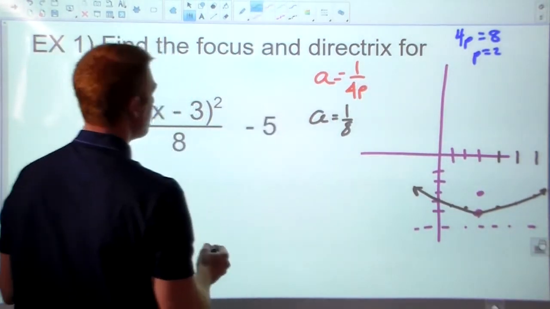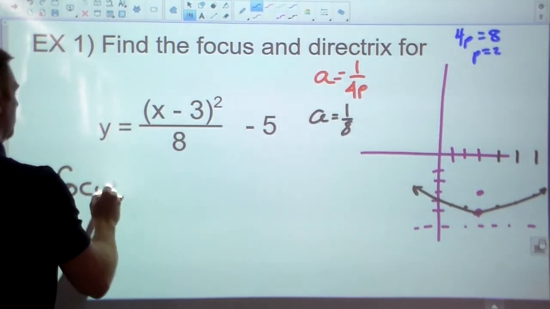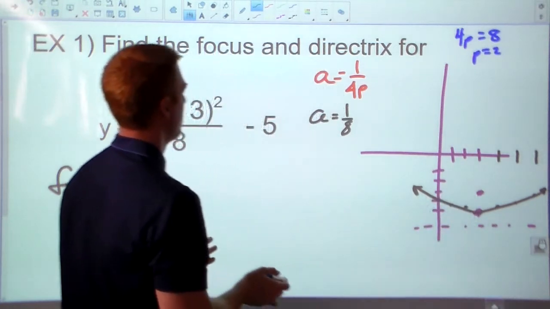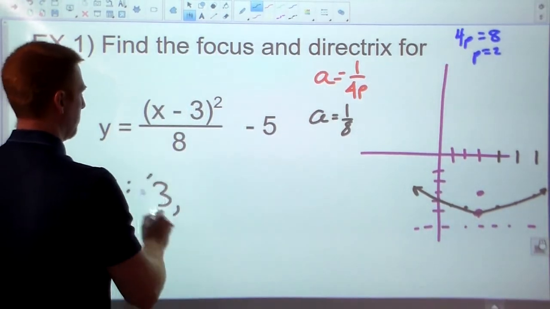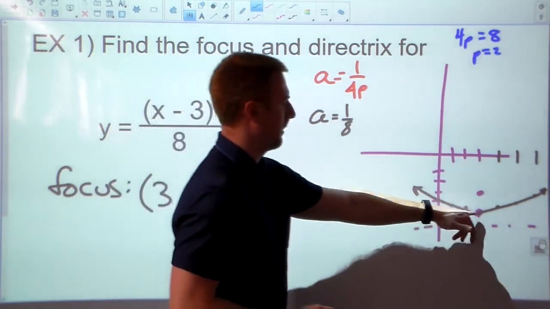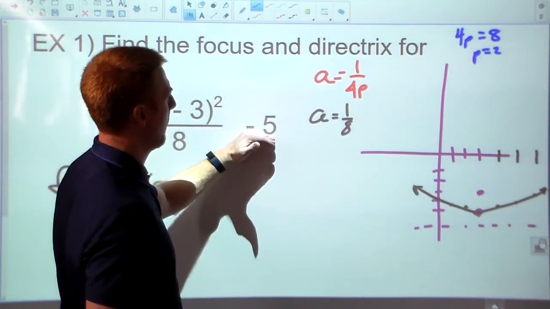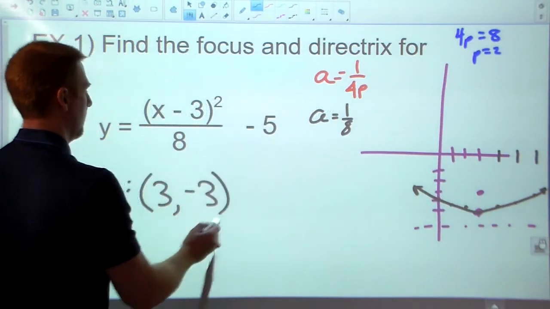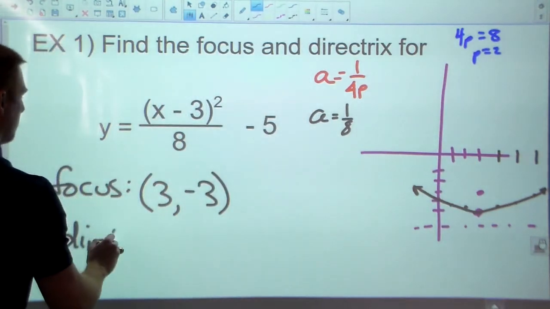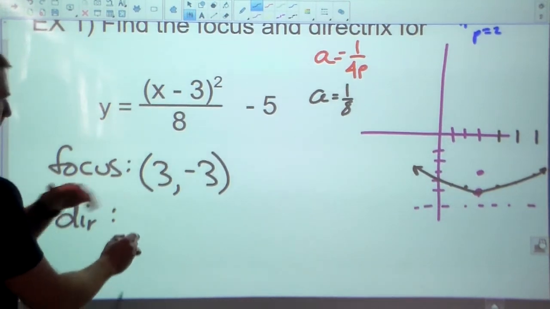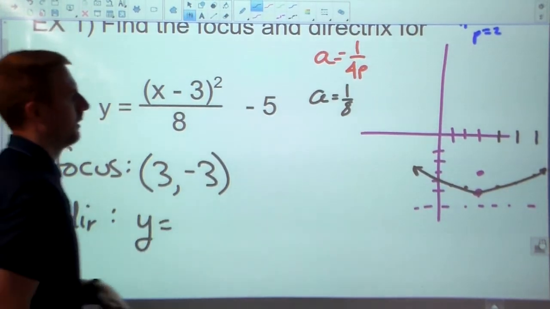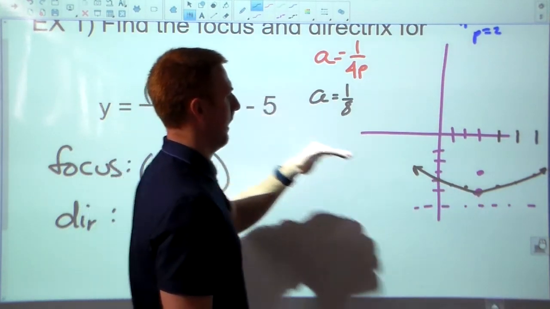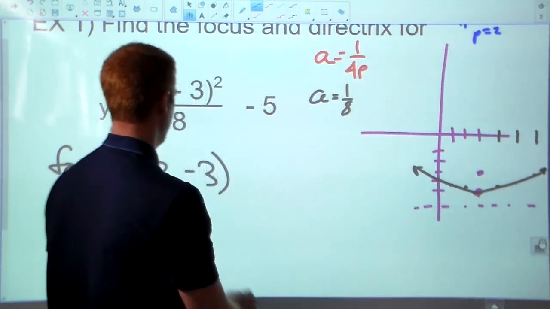So to get the focus, well, we know the h coordinate is going to stay the same. So 3 is definitely part of that. Now we're going to take our k, which was -5, and we're going to scoot 2 up. So it'll be (3, -3). Now for your directrix, it's just a horizontal line, so it's just y equals. And it's going to be the k value minus p. So that vertex k value is -5. Subtract 2 more, and you get -7.